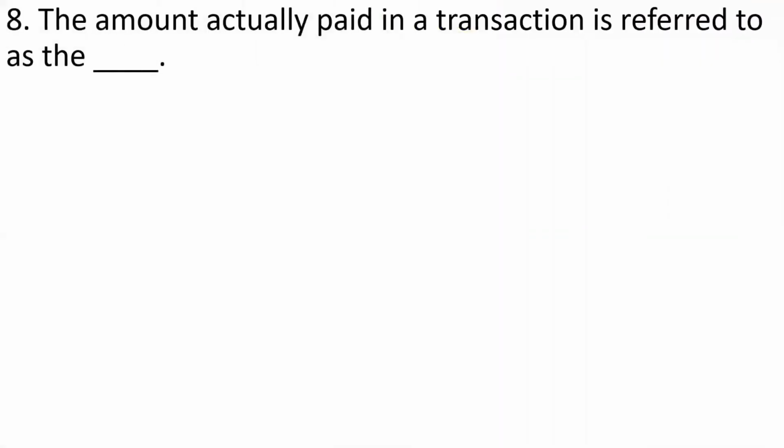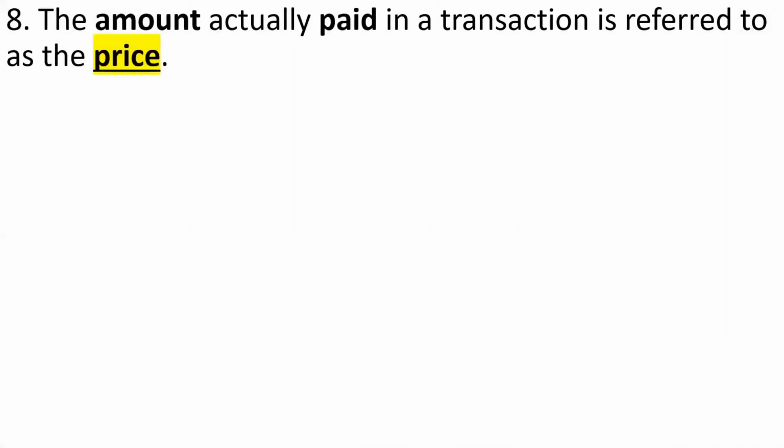Number eight, the amount actually paid in a transaction is referred to as the blank. Very simple. The amount that is paid in a transaction is the price. Price, value, and cost are 3 different concepts. But here they're asking you the amount that actually is paid. So the amount actually paid is the price.